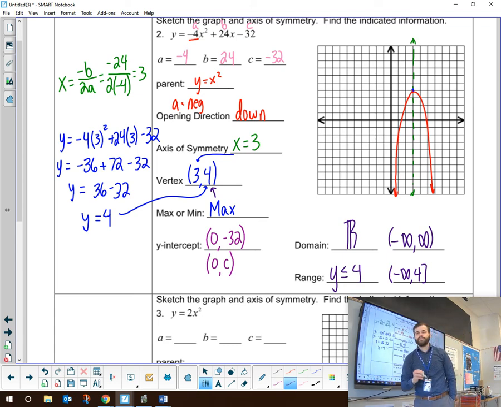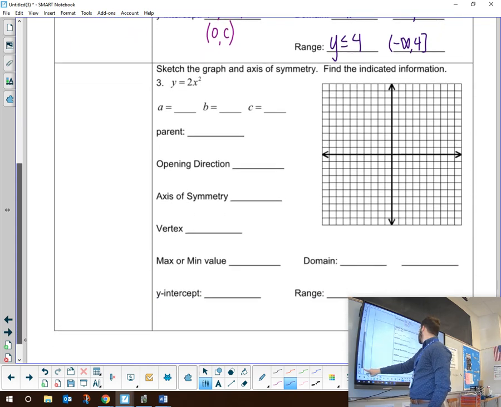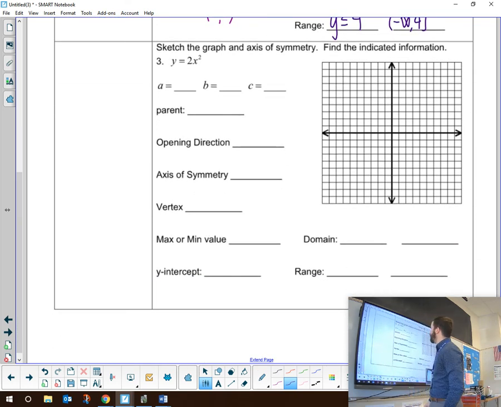All right, let's take a look at one more here, number 3. So number 3 is a funky one. We have y equals 2x squared, and it's like, where did everything else go? We're missing a b and a c, right? The only thing that I have is an a. So my a is going to be 2, but my b is going to be 0, and my c is going to be 0. There's no bx, there's no c, okay? Those are just out there by themselves.